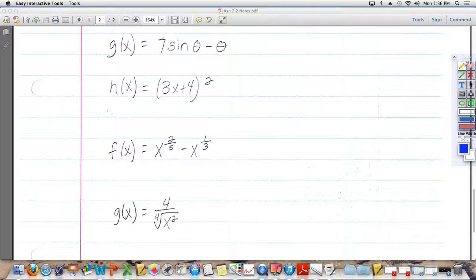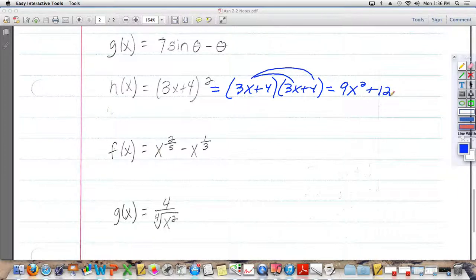So h of x is equal to (3x plus 4) quantity squared. What I would like you to do in this case is just remember that (3x plus 4) squared really means (3x plus 4) times (3x plus 4), which is equal to, remember that you need to FOIL this. So when you FOIL, you have 3x times 3x, which is 9x squared. And then you have 3x times 4, which is 12x. Then you have 4 times 3x, which is 12x. And then you have 4 times 4, which is 16.